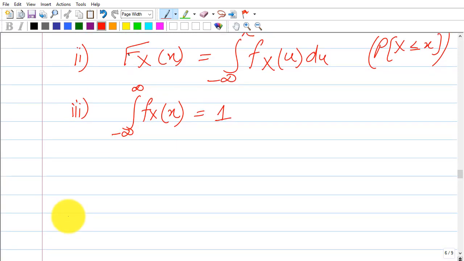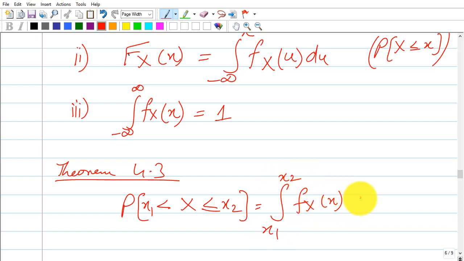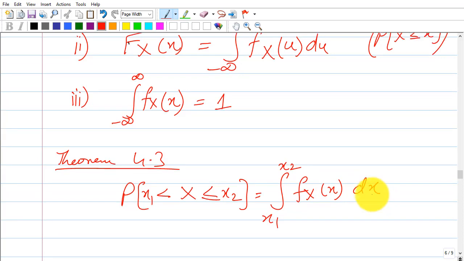Similarly, we have theorem 4.3. We can write it here as the probability over the range x1 to x2. From the CDF, it was quite easy to find the CDF at x2 minus the CDF at x1. But here we just need to integrate the PDF over the interval to find the probability between this range.